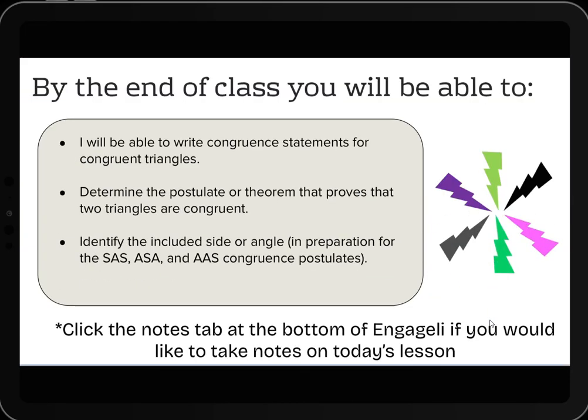Today, our objectives are that you shall be able to write a congruence statement for the congruent triangles we work with. And you're going to determine the postulate or the theorem that proves that two triangles are congruent. And we're going to be identifying the included sides and angles to prepare for the future congruence postulates that we'll be working with.